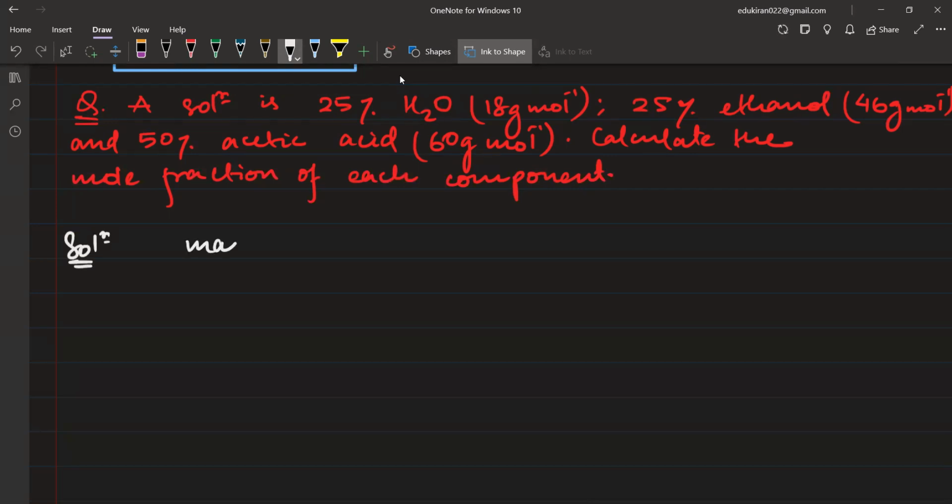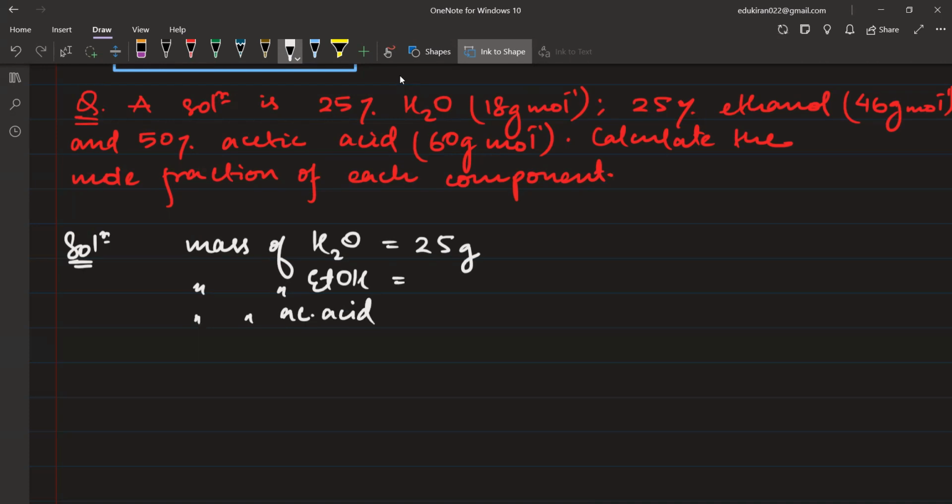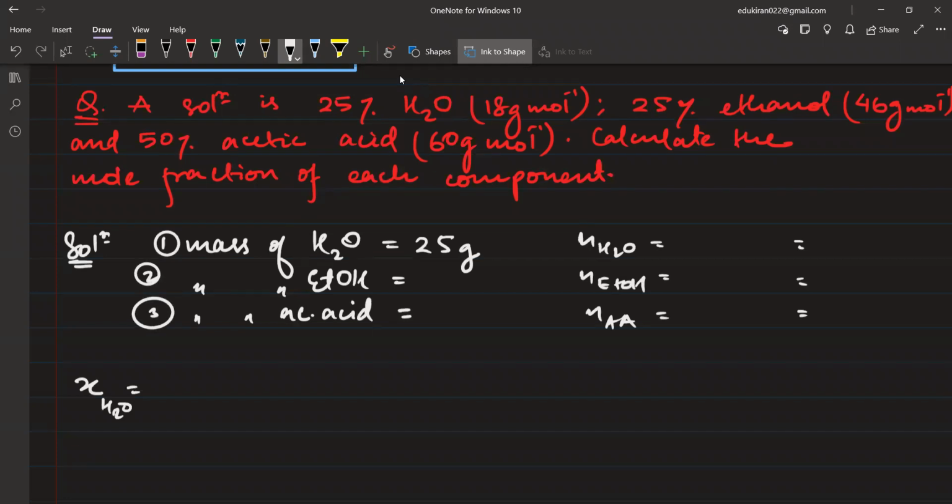Okay, so see, mass of H2O, how much will we take? 25 grams, right? Mass of ethanol, ethanol is also written as ETOH. This will be equal to how much? You write it down. Similarly, mass of acetic acid is equal to how much? Then the number of moles of H2O, number of moles of ETOH, number of moles of acetic acid, is given mass by molar mass. You calculate all of these three things, then you know what you have to do. First of all, mole fraction of H2O. If we take this as 1, this as 2, this as 3, then mole fraction of H2O will be equal to N1 upon N1 plus N2 plus N3. Right. Similarly, you will calculate the number of moles of ETOH.